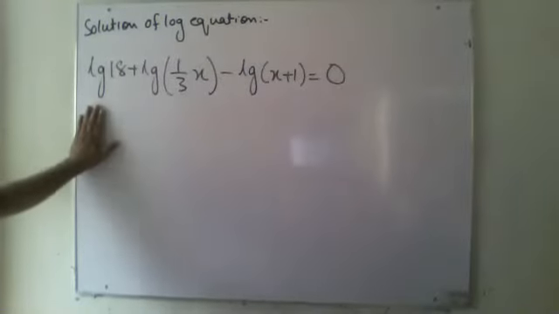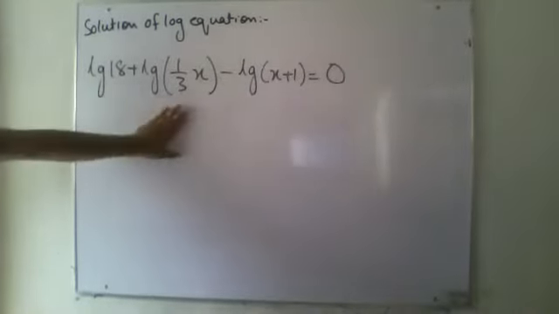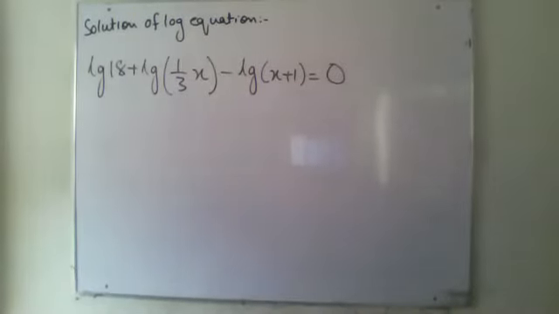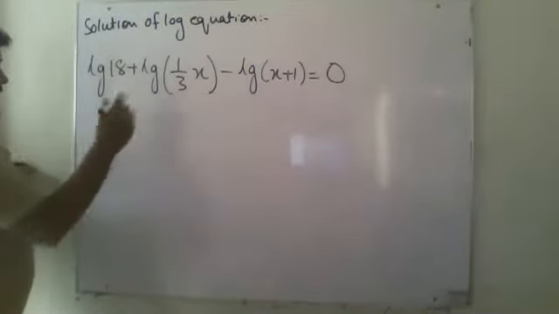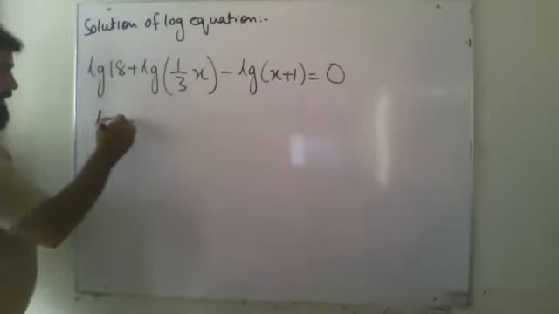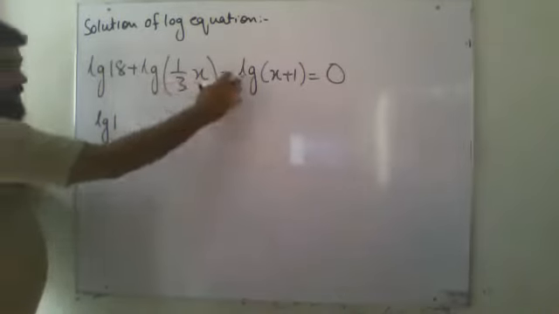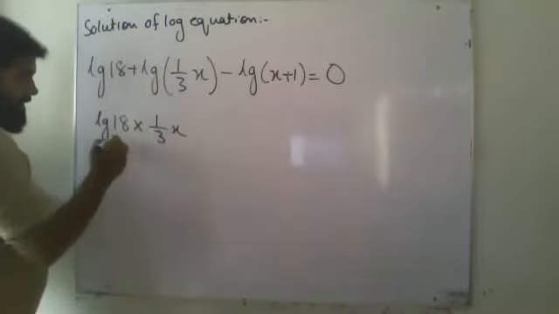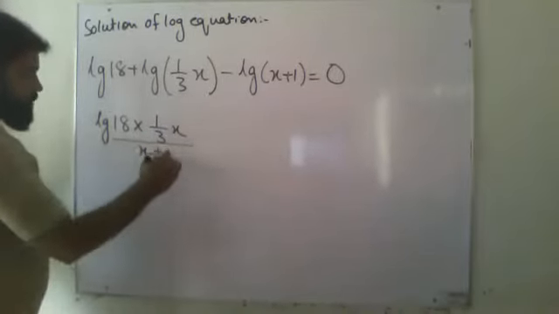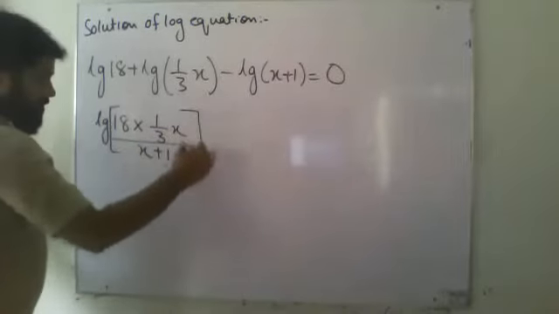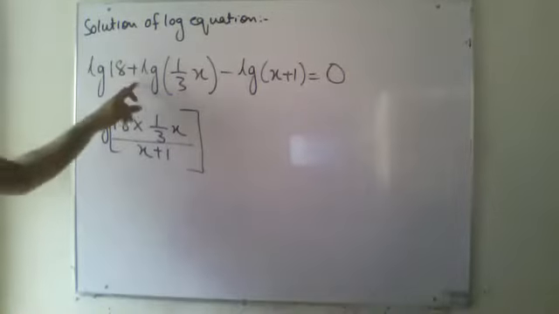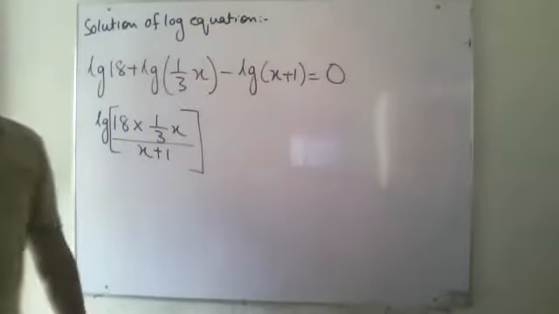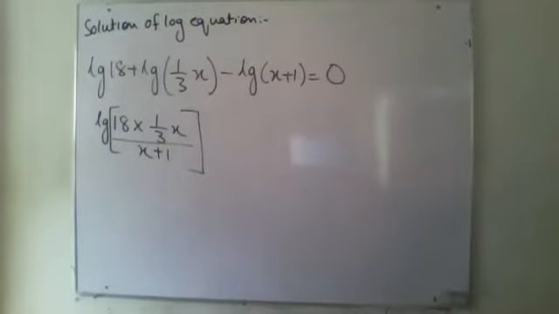This is my new question: lg 18, lg this, lg this, and equals 0. So what I am going to do, see here: lg 18, these two are in plus form, and this one is in minus form. So this multiplied by 1 over 3x divided by x plus 1. All are having lg, lg, and lg, so I have solved it directly. Now the problem here is that it is written 0. So what should I do?